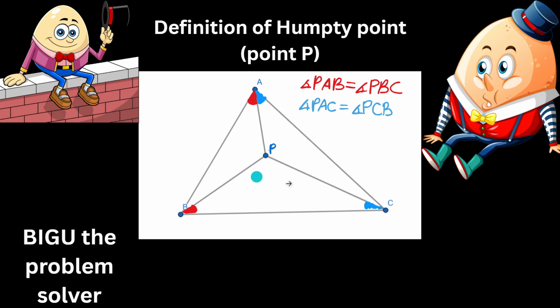Okay, so here's the deal. This point is special because of these angle equalities. Angle PAB equals angle PBC and angle PAC equals angle PCB. Pretty cool, right? Whenever you spot these angle matches, you found the Humpty point. It's like the key that unlocks the triangle's secrets.